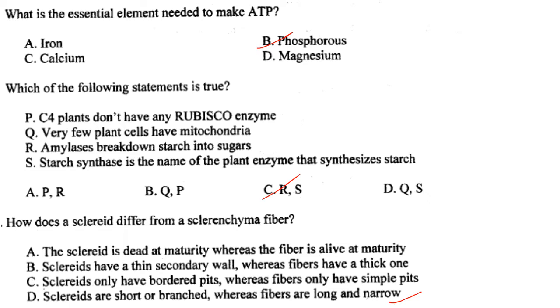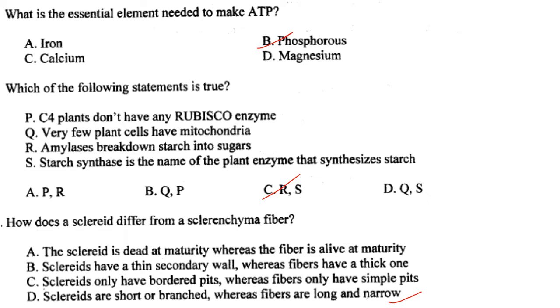Which one of the following statements is true? C4 plants don't have a rubisco enzyme. Then very few plant cells have mitochondria. Amylases break down starch into sugars. Starch synthase is the name of a plant enzyme that synthesizes starch. So, C4 plants don't have rubisco enzyme.